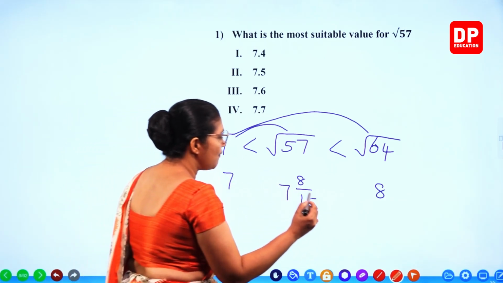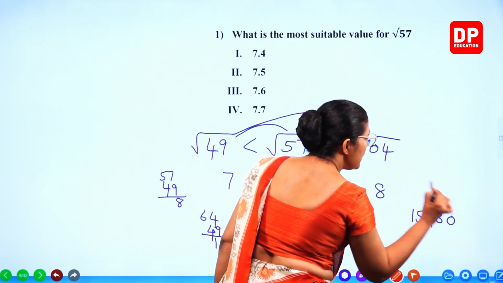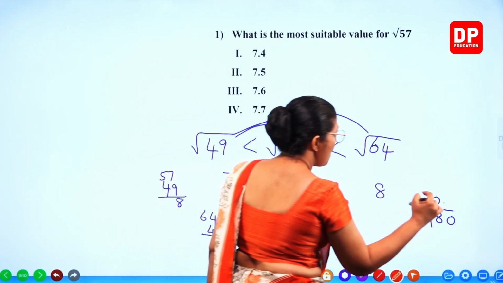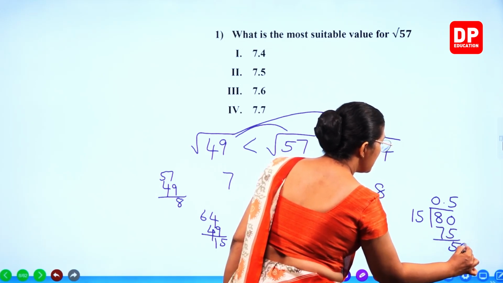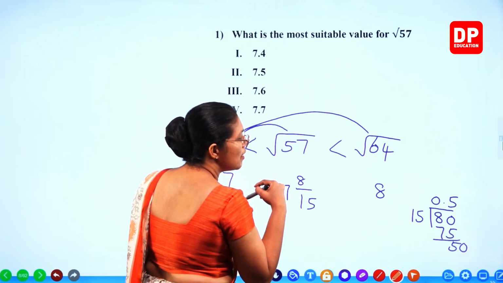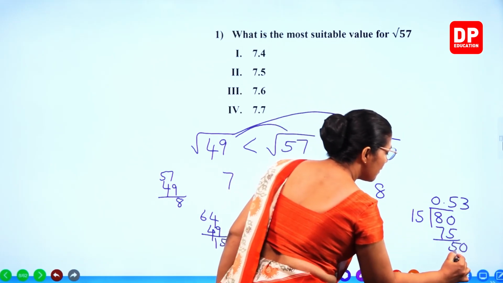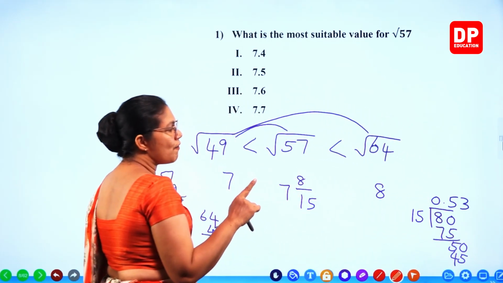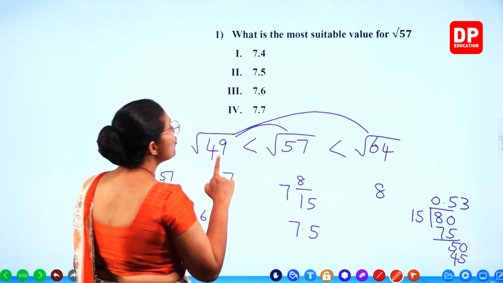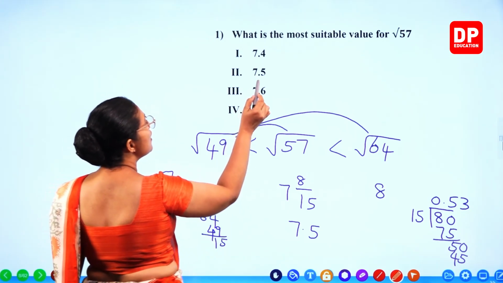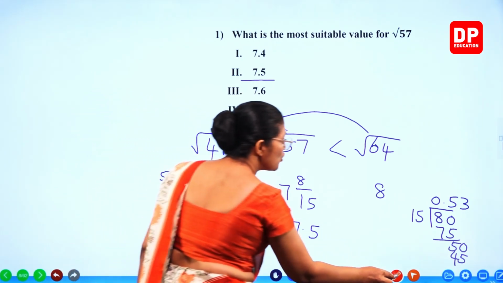Roughly, what's the value of 8 divided by 15? 0. For 80, that's like 5. And then for 50, 15 times 4, that's 60. 3. 45. So it's about roughly 0.5. So what's the approximated value for root 57? That's 7.5. So you can select 7.5. So you get 2 marks for that.